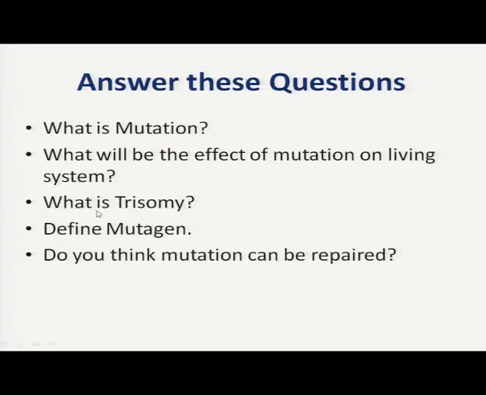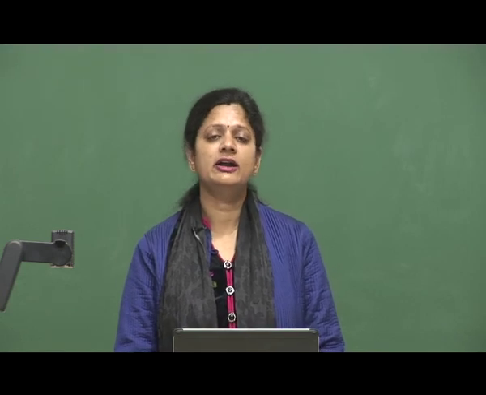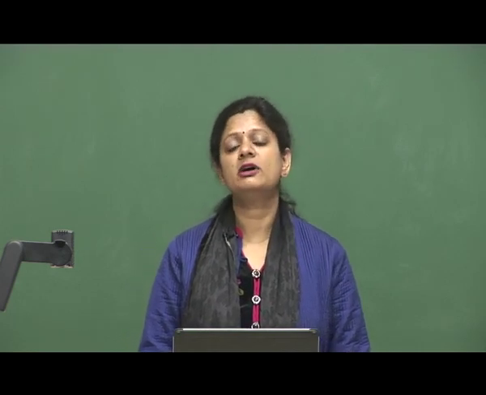What is trisomy? Trisomy is an increase of one chromosome in a cell or in any living organism. If a particular cell or organism has 46 chromosomes, and if one more chromosome is added, the complete number will be 47, and this will lead to trisomy.